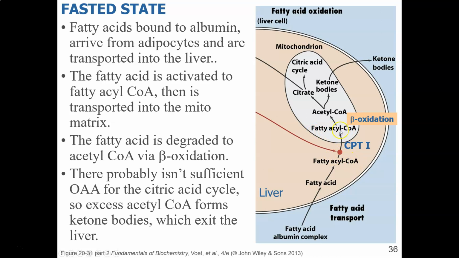Now here we are in the mitochondrion. The fatty acyl-CoA then enters beta oxidation, and the product is acetyl-CoA. As long as OAA is available, acetyl-CoA can enter the citric acid cycle. But if it's not, because remember we're in the liver now, and the liver carries out gluconeogenesis, if OAA is not available to condense with the acetyl-CoA, then the excess acetyl-CoA forms ketone bodies. The liver makes the ketone bodies but can't use them itself, so the ketone bodies are shipped off to other tissues.